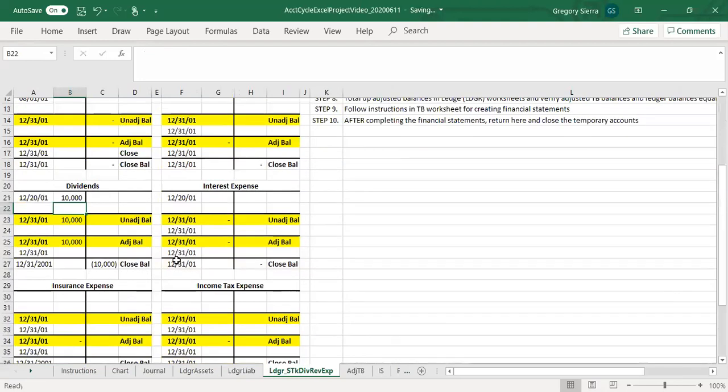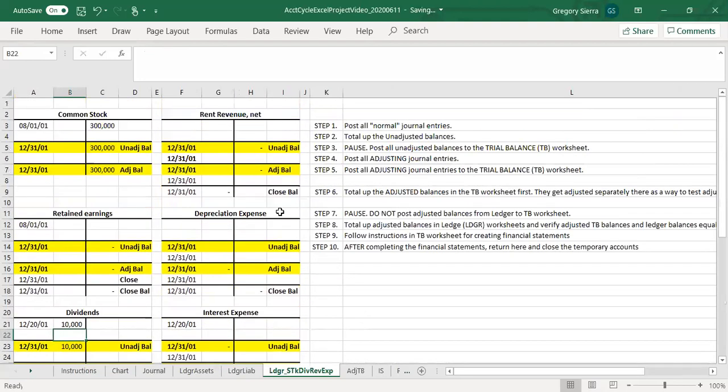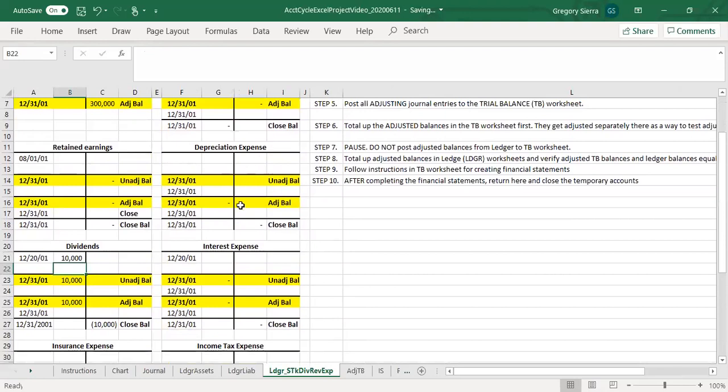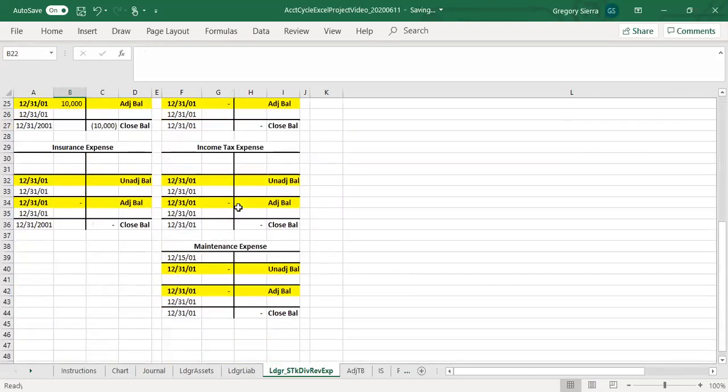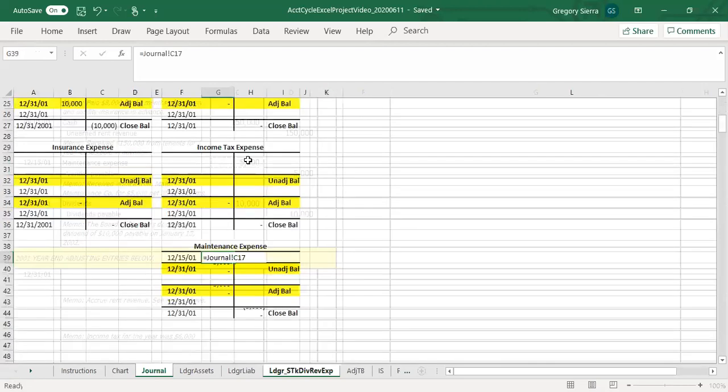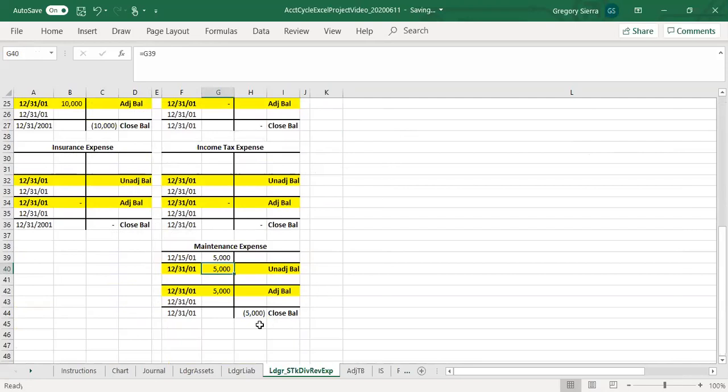Okay, so that's posted. We haven't had insurance expense. We haven't had rent revenue yet. Unearned rent revenue is a liability. We haven't adjusted depreciation. We haven't adjusted for interest expense or income tax expense. There is some maintenance expense though, so we did that upon receiving the invoice. Maintenance expense right here. Okay, and I believe that does it.